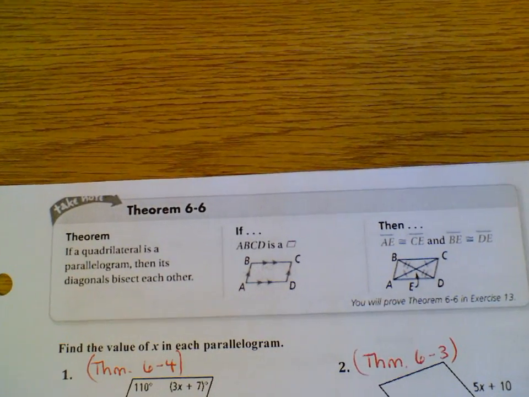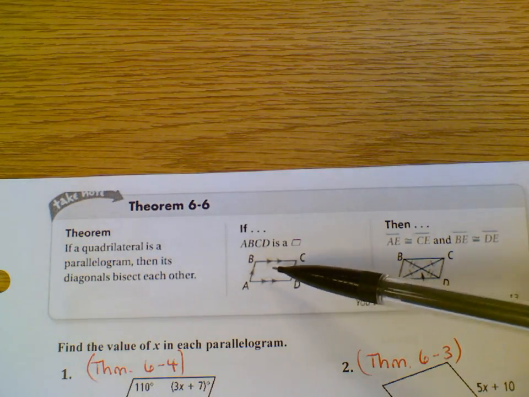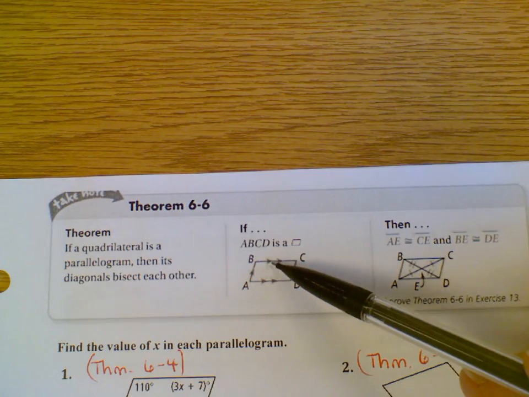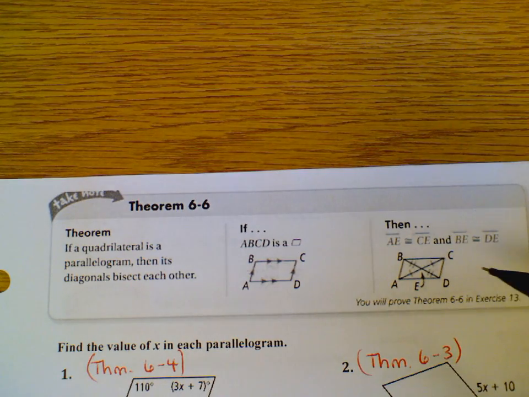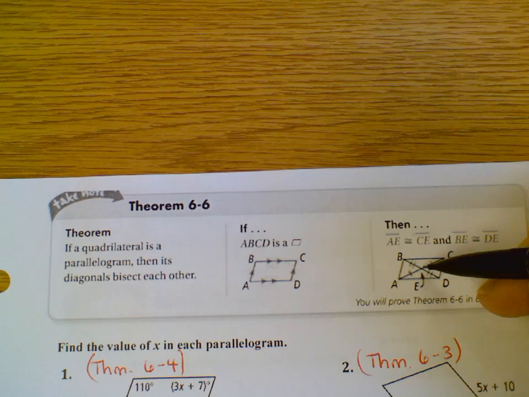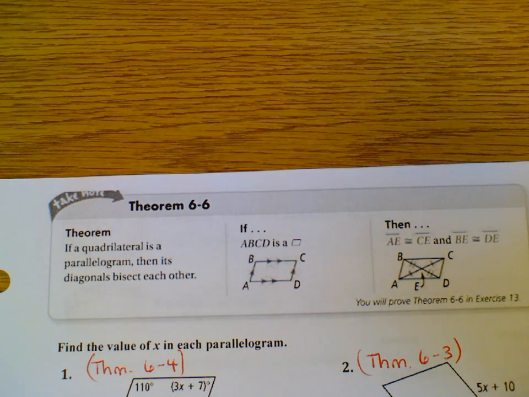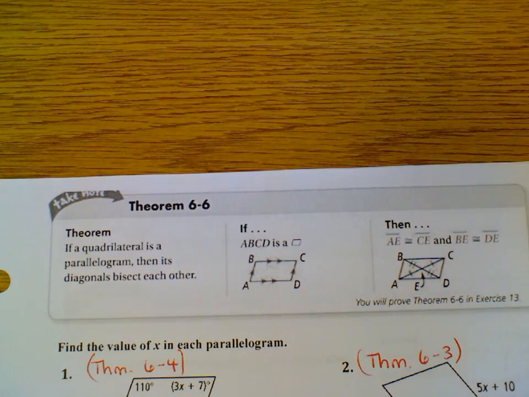So theorem 6.6 says, if a quadrilateral is a parallelogram, then its diagonals bisect each other. So if I have a parallelogram, then these diagonals, which means it's a line connecting the vertices, those will bisect each other. So remember, bisect means it will cut it into half. So from here to here and here to there will be equal to each other, and the same thing with the other. So now we're actually going to do some math and apply what all of those theorems were saying.